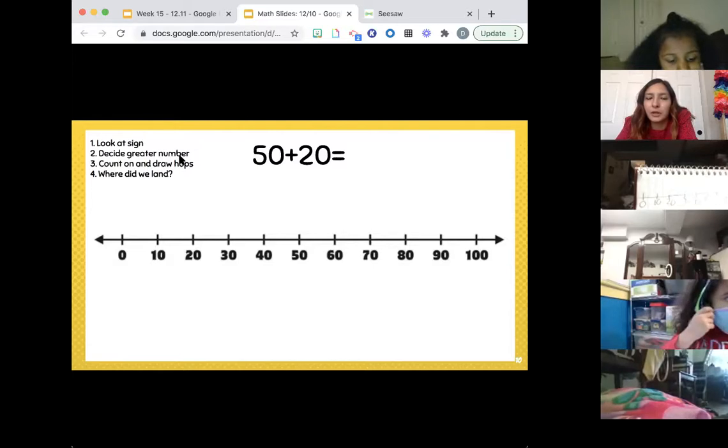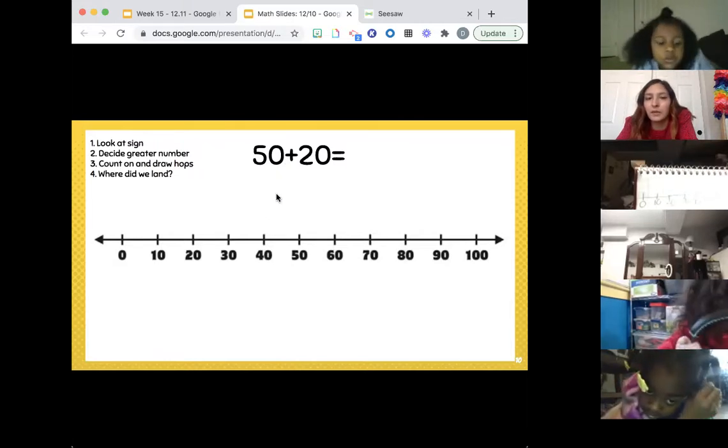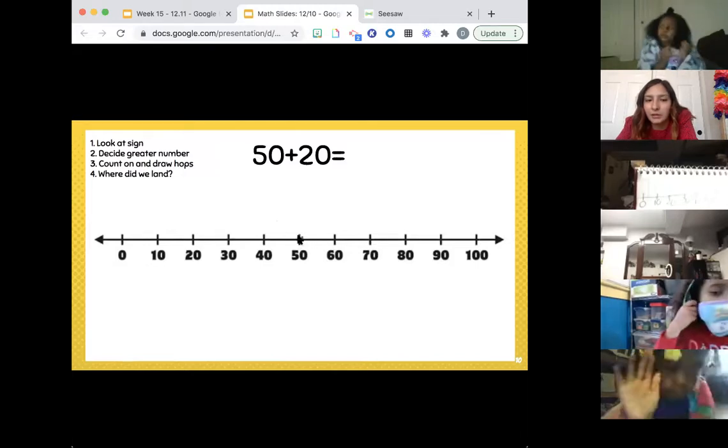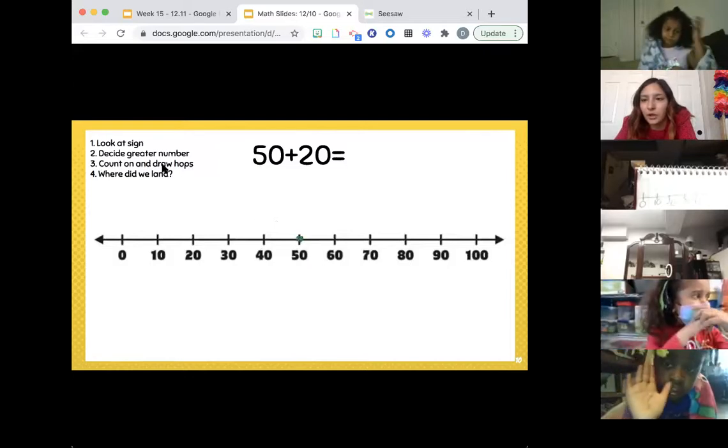So friends, what is the greater number? Decide the greater number. Okay. The greater number is 50 because it's greater than 20. Okay, and so the 50 is where we're gonna start because we are starting at our greater number. Okay, what do we do third?